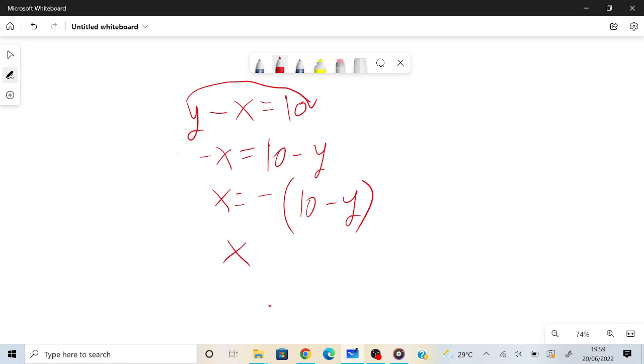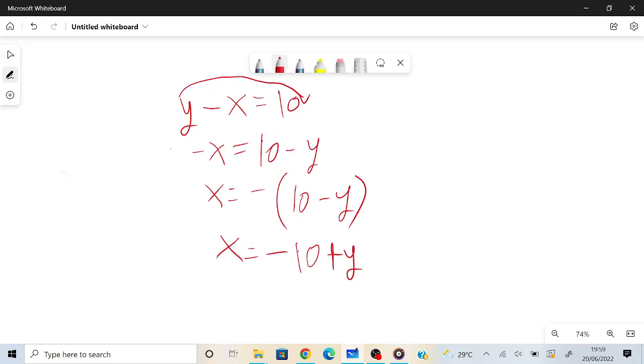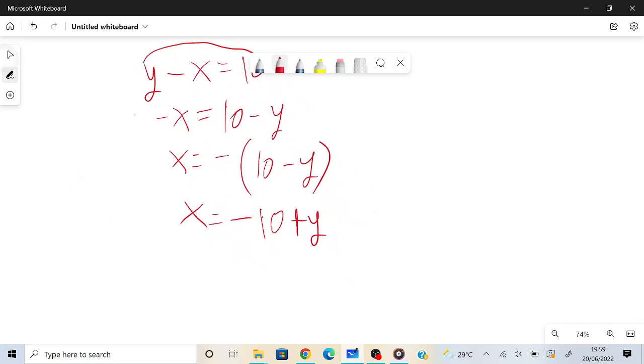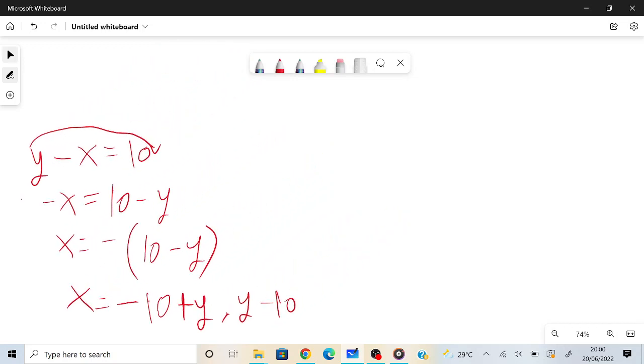Now then, x equals minus 10 plus y, because as we know, minus is the most dangerous sign in mathematics. Also, this could be written as y minus 10. It's the same thing. You'll still get the same answer, and you should get your mark.